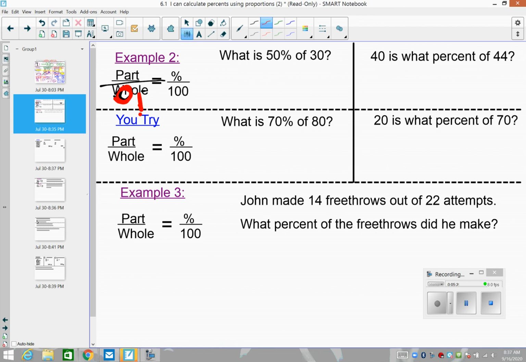How much is it out of? What is it out of? So it says that it's out of 30. Okay. Having a hard time with my pen here. I'm going to pause the video quick and see if I can switch pens. All right, so the of is out of 30.